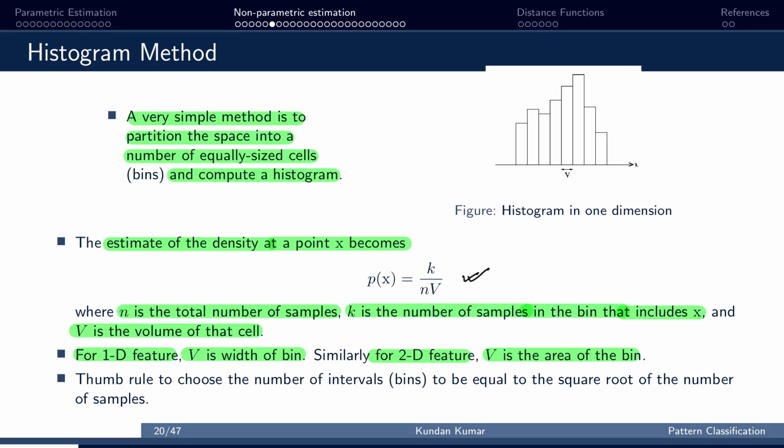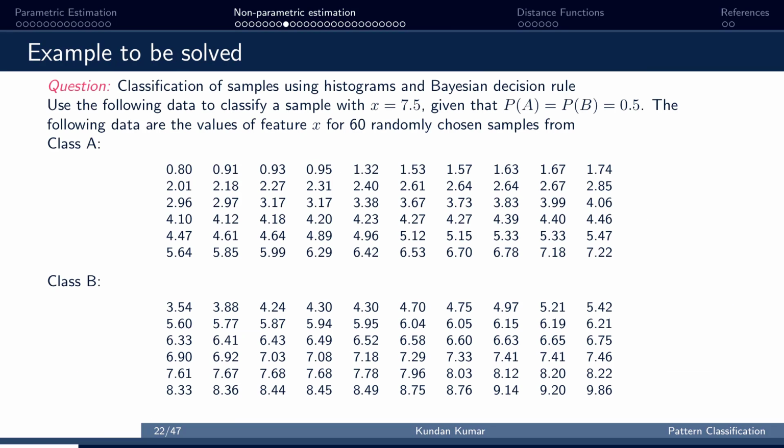Okay, so to choose the bin size, we have a rule of thumb that the number of bins should be equal to the square root of the number of samples. So how many bins do we have to consider to compute the histogram? That will be the square root of the total number of samples. So this is the rule of thumb to compute the number of bins. So let us solve a problem using histogram-based density estimation.